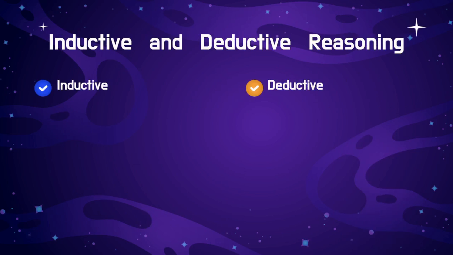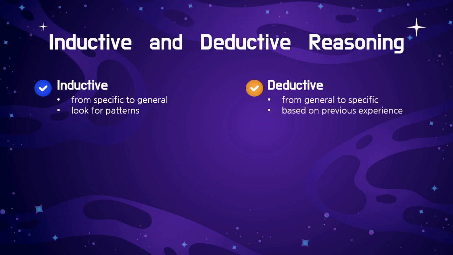Okay, so we have two types of reasoning. We have the inductive and the deductive. So, i-differentiate natin silang dalawa. When we say inductive reasoning, from specific to general, and we need to look for patterns. So, mamaya i-explain natin yan further by giving examples. When we say deductive reasoning naman, it's baliktad, from general to specific, and it is usually based on previous experiences. Okay, para lalo maintindihan, let's give the examples.